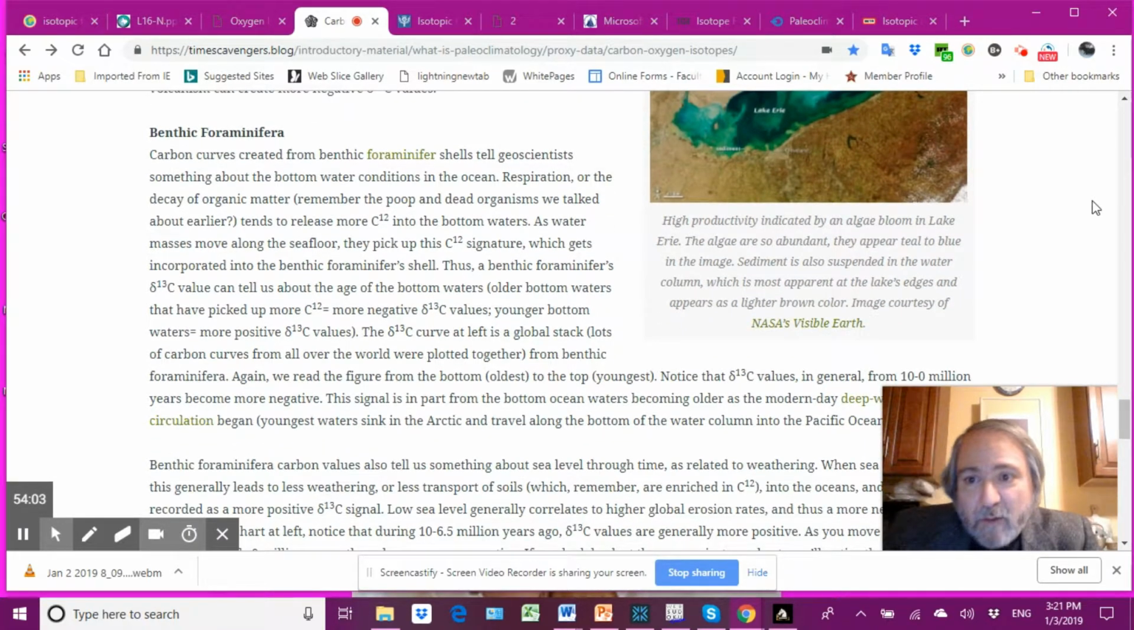So if we now look at the benthic forams, carbon curves created from the benthic foram shells tell us what's going on with the bottom water conditions. Respiration, or the decay of organic matter, tends to release more C12 into the bottom waters. Water masses move along the seafloor. They pick up this signature, which gets incorporated into the benthic foram shell. Thus, a benthic foram's del 13C value can tell us the age of the bottom waters. Older bottom waters picked up more C12, which equates to more negative del 13C values. And the reverse for younger bottom waters, more positive del 13C values.